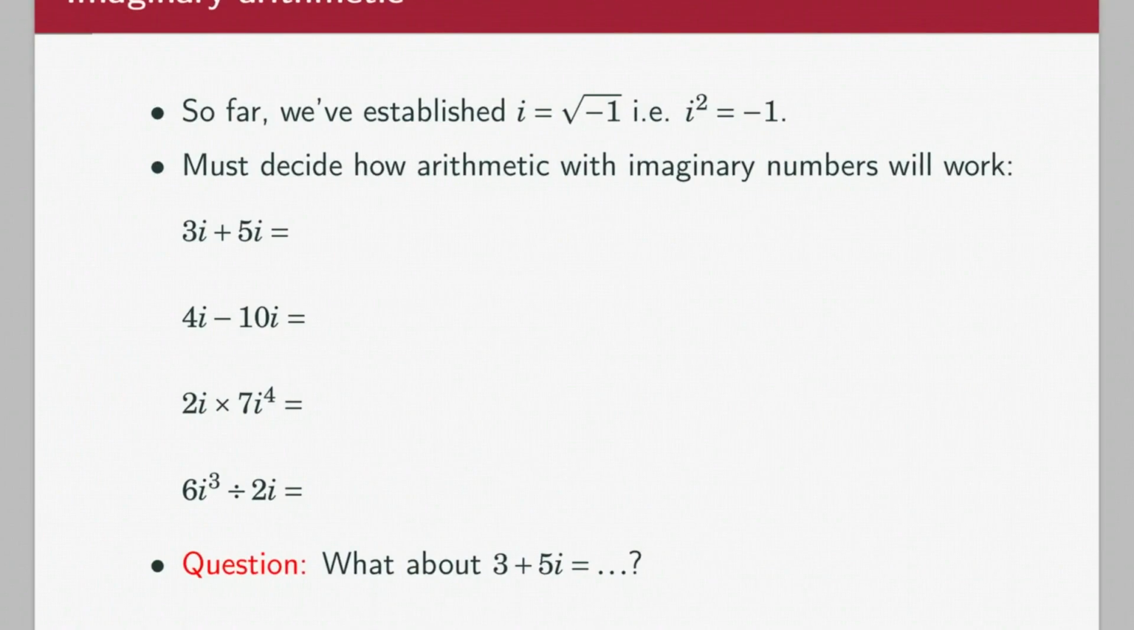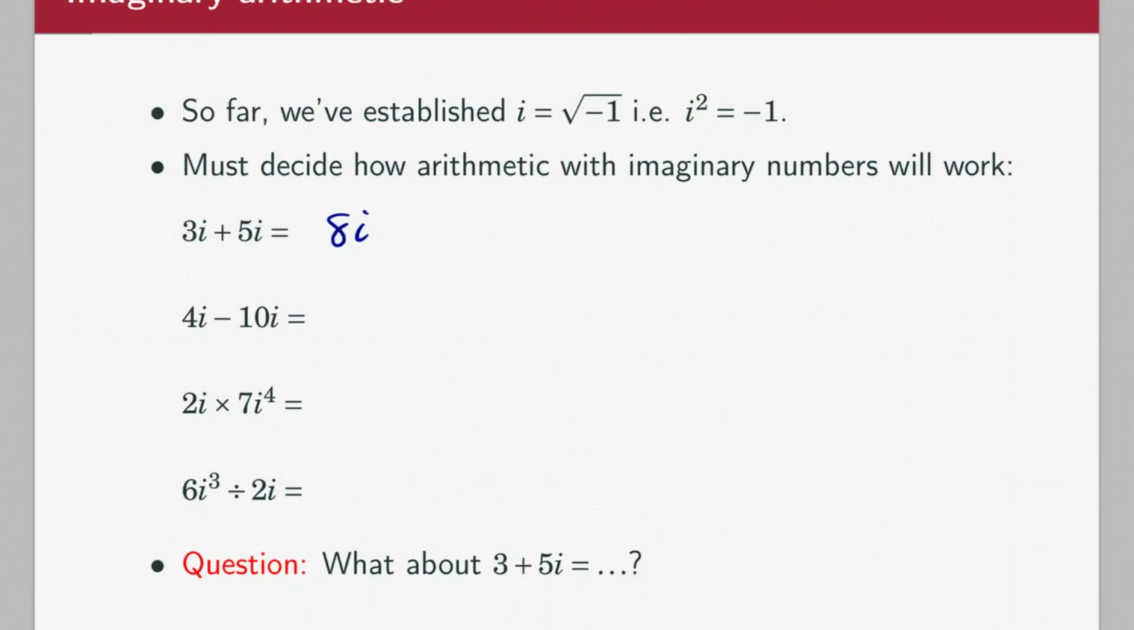Okay, so let's talk a little bit about how we should do arithmetic with these imaginary numbers, because so far all we've established is that the square root of -1 is going to be i, or in other words, i squared is going to equal -1. So the first thing we need to do is decide how we're going to define addition, subtraction, multiplication and division on these imaginary numbers, just our everyday operations. Well, we're just going to do it in a very natural way. For example, if I have 3i plus 5i, it's pretty much like adding like terms. So naturally this is just going to be 8i.